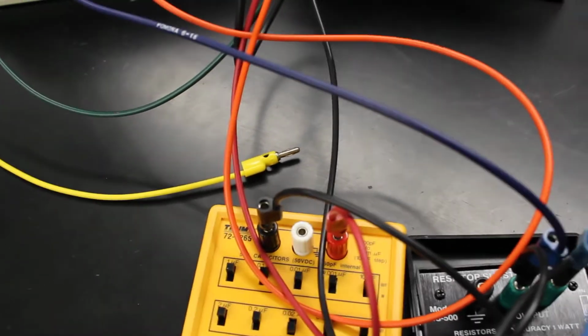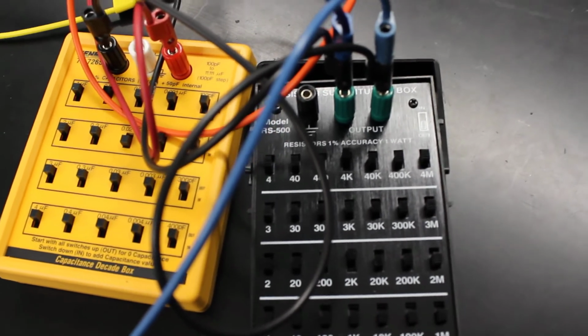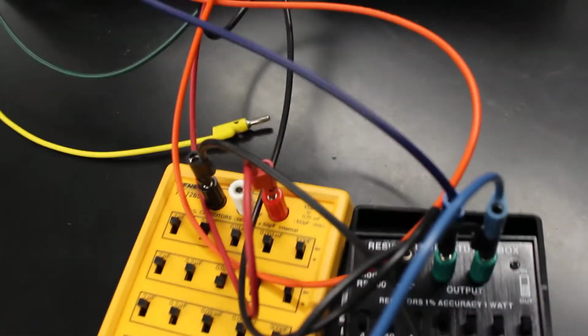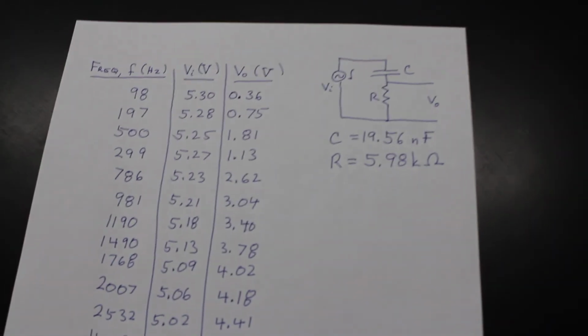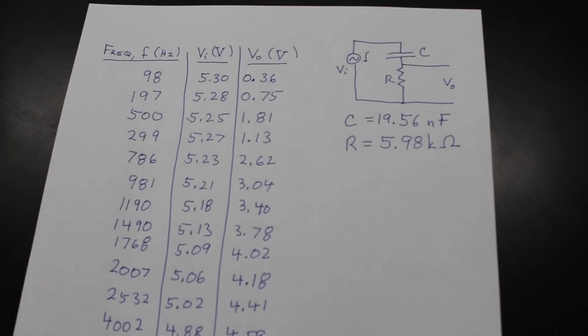When I did the high pass filter, I changed the resistance up to 6,000 ohms. So the resistance is different, the capacitance is the same. And again, I vary the frequency, measure the input and output voltage, and I get some data that looks like this, which I will scan for you and send to you. And I think that's basically all that you need to know.